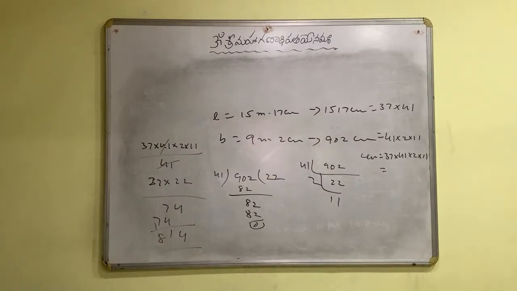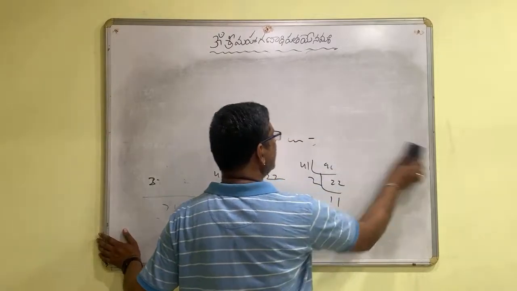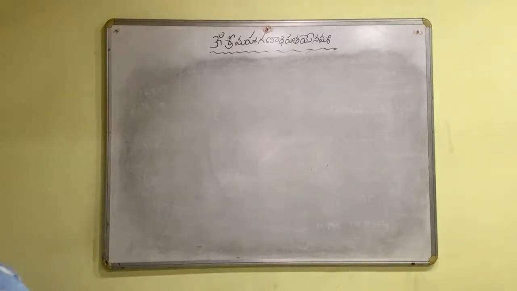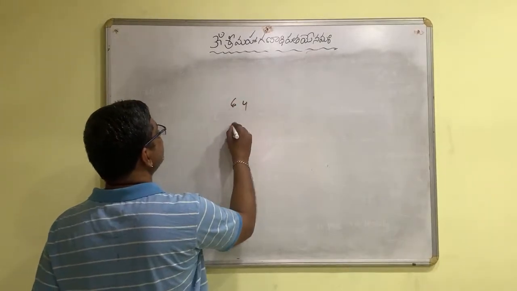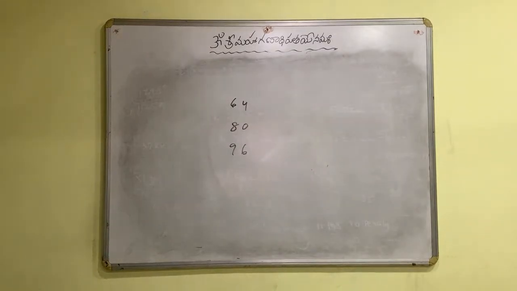Next question. Three measuring rods: 64 centimeters, 80 centimeters, 96 centimeters. They are the lengths of 3 measuring rods. Find the least length of cloth that can be measured an exact number of times using any of the rods.